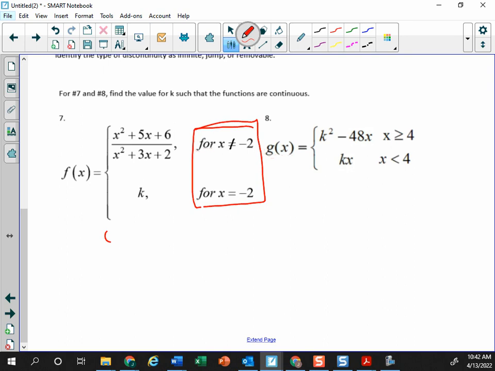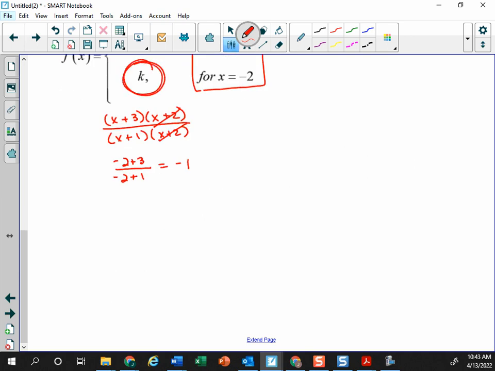I'm getting 0 over 0. So it's (x plus 3)(x plus 2) over (x plus 1)(x plus 2). Okay. So clearly this is not continuous for all values. But if we're talking about at x equals -2, we can still figure it out. So I plug in the -2. -2 plus 3 over -2 plus 1. I get -1. Okay. That is what this k has to equal.